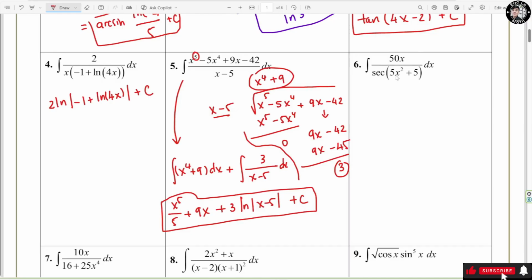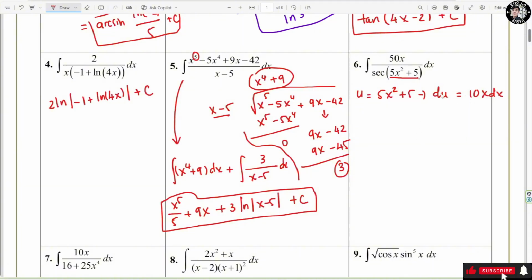Now question 6, observe that if you let u be this one, when you take the derivative, it's going to be the top, right? So let u be 5s squared plus 5. Then du equals 10s ds, right?